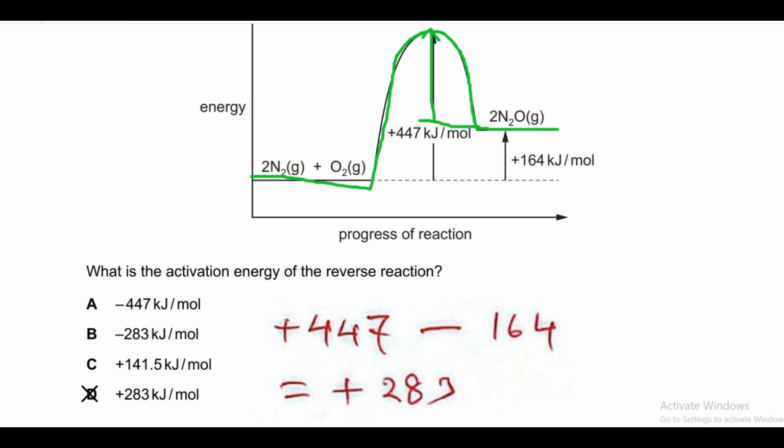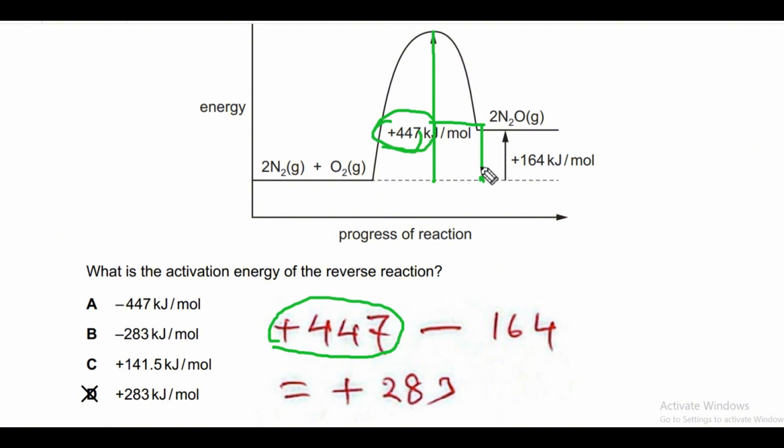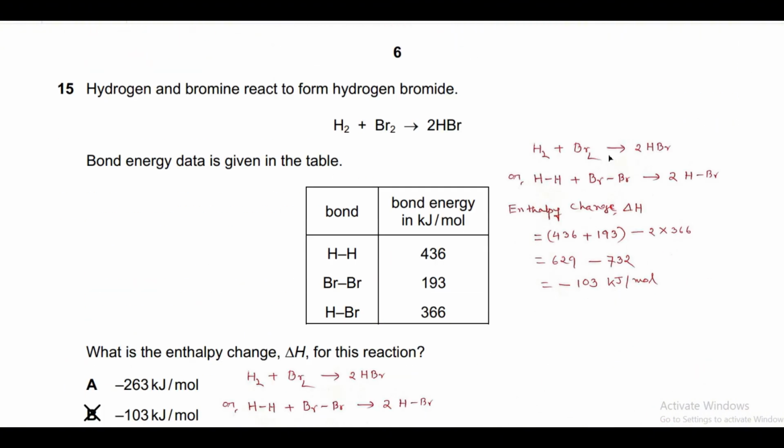So now how do you calculate total energy? This 447, and from this energy is given plus 164. So if you subtract plus 447 total energy minus this energy, you will get activation energy for reverse reaction. That means from this to this energy you will get. So this is the right answer. Next, 15.